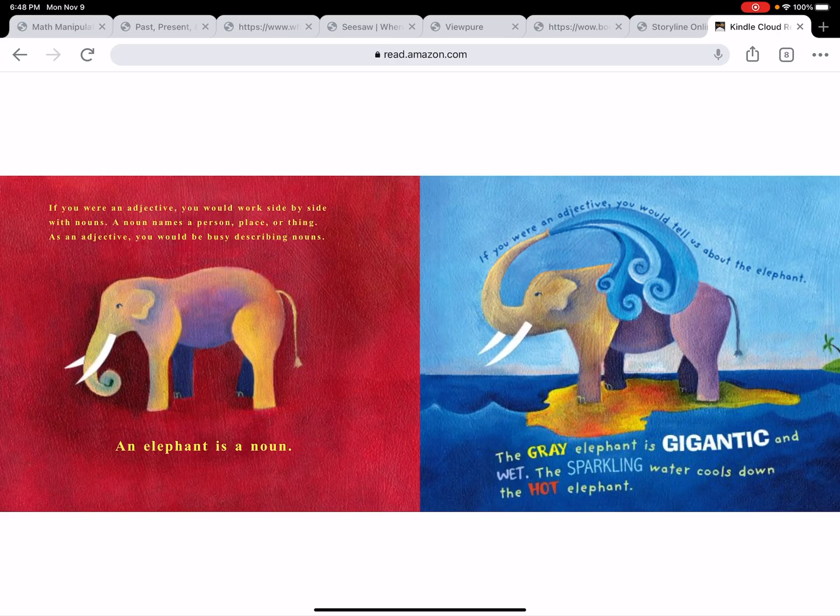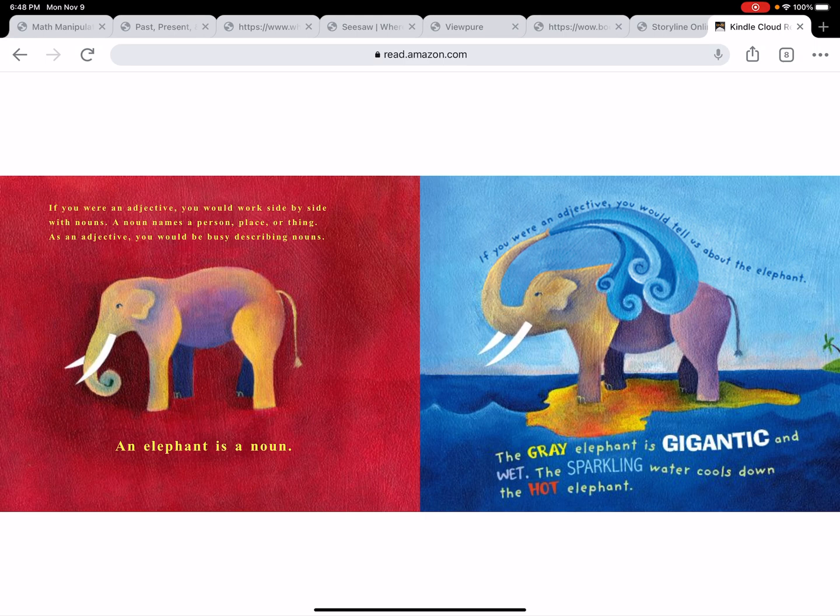If you were an adjective, you would work side by side with nouns. A noun names a person, place, or thing. As an adjective, you would be busy describing nouns. An elephant is a noun. An elephant is a thing, right? So that is a noun. If you were an adjective, you would tell us about the elephant. The gray elephant is gigantic and wet. So those words gray and gigantic and wet, those are adjectives that tell us about the elephant.